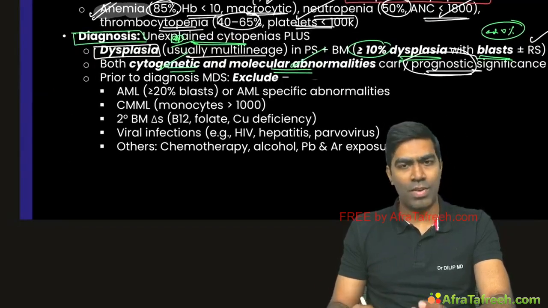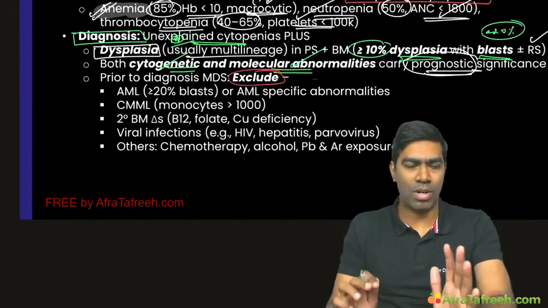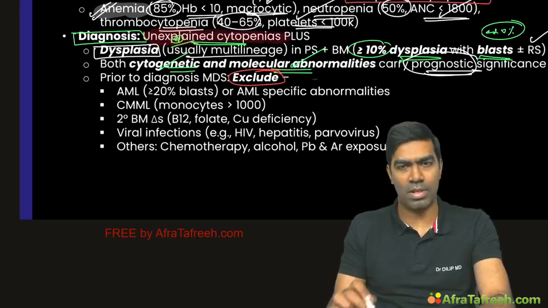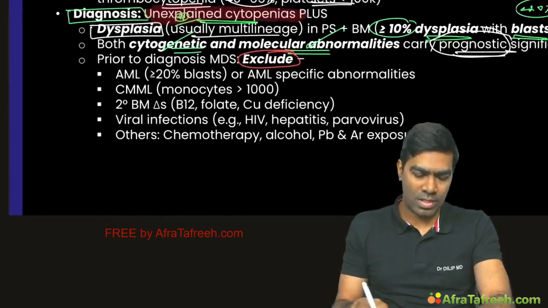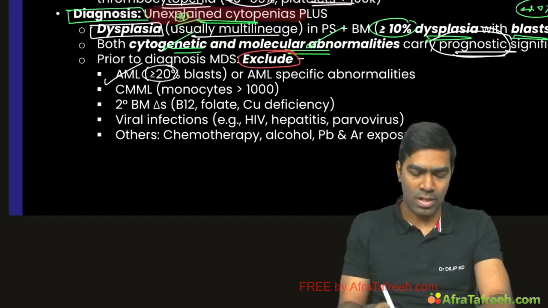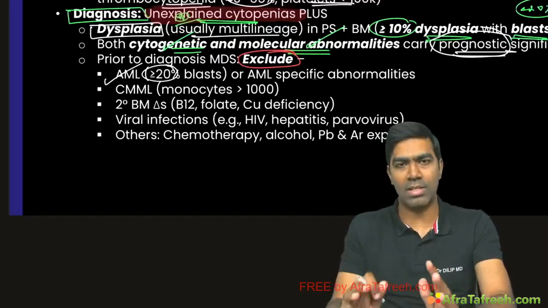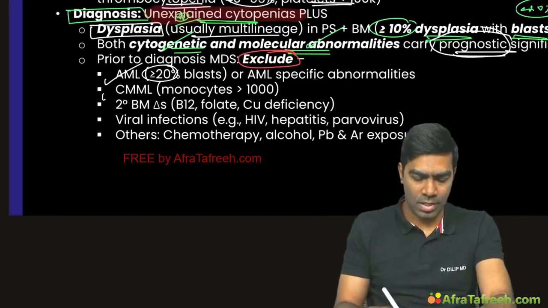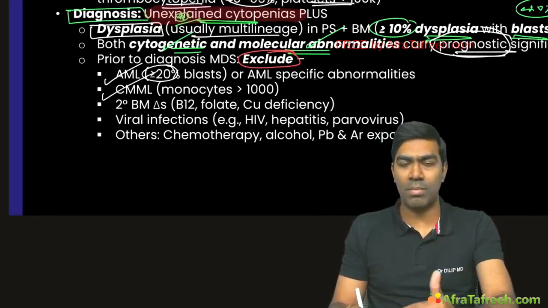Prior to diagnosis of MDS, you have to definitely try and exclude alternative causes, at least important alternative causes. That's why I have mentioned something called unexplained cytopenia. To call it unexplained, I have to try and rule out some specific causes. Like for example, definitely I have to rule out AML or AML specific abnormalities. So if you see more than 20% blast, you're going to make a diagnosis of AML for sure, not MDS. Even if there are dysplastic cells, if you see more than 20% blast, that's equal to AML, not MDS. Second, I have to rule out some MDS/MPN overlap disorders like CMML, that is chronic myelomonocytic leukemia.